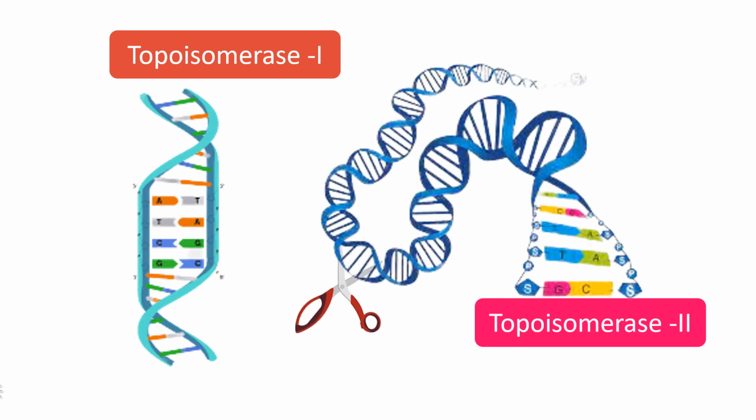Topoisomerase II is able to cut and rejoin double-stranded DNA. The function of topoisomerase II is somewhat complex. It allows another double-stranded DNA to pass through the cut and then seals the cut ends. Hope to discuss the function of topoisomerase in detail in another video.